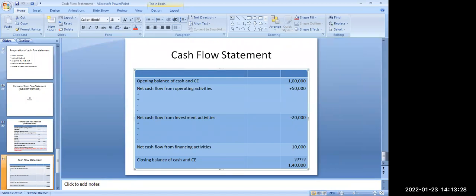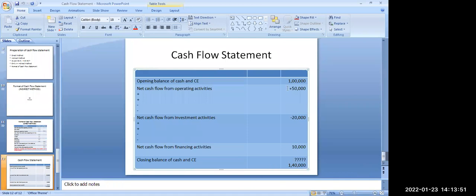So from the beginning, we take the opening balance, add the net cash inflow from all these three activities, and finally find the closing balance of cash and cash equivalents. The closing balance will be in the balance sheet of the current year. Last year's opening balance, current year's closing balance. So that's the matching.